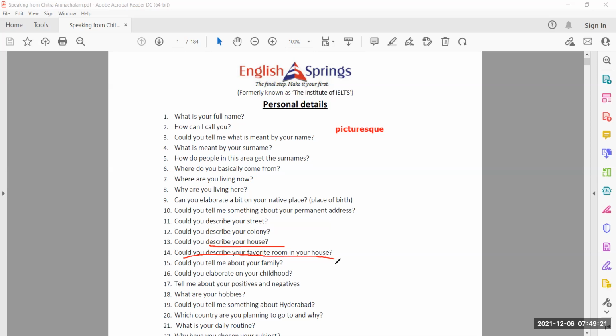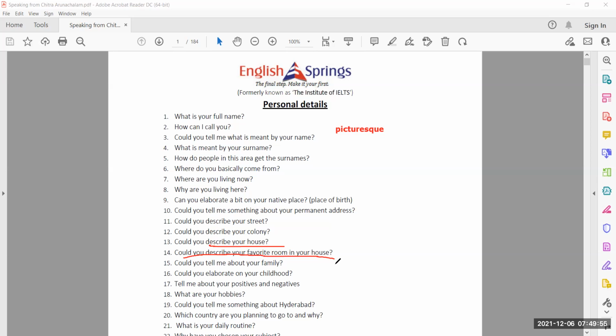Also, please don't repeat from the question. Don't say "my favorite room in my house is." Not needed. You can say the room which is very close to my heart, number one. Or else you can say the best loved room, or the special room, or the dearest room. So try to use some other words. Have you all jotted down the words which I said right now? Are you all jotting down the words? Yes, Chitra. Right, great.